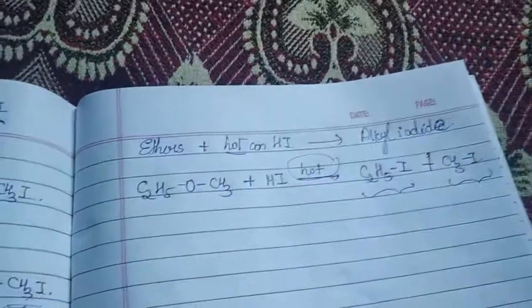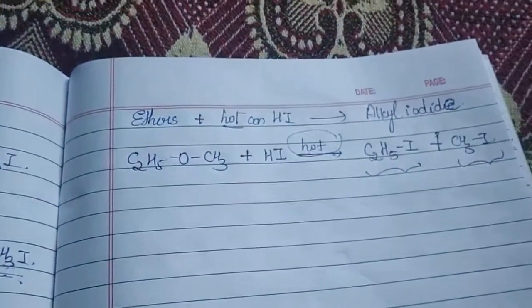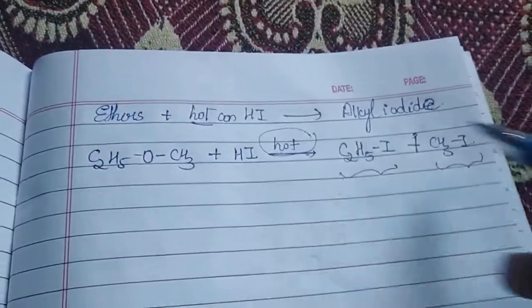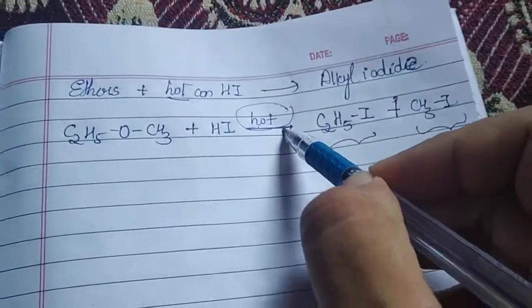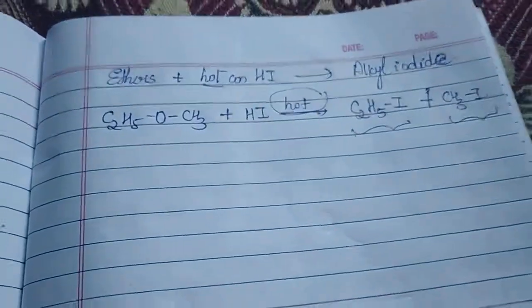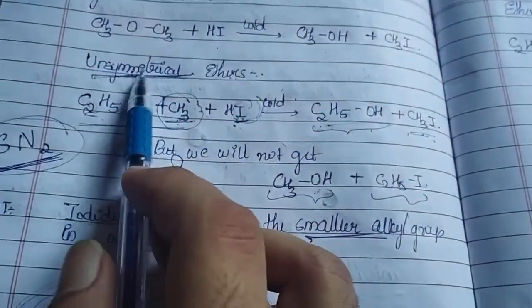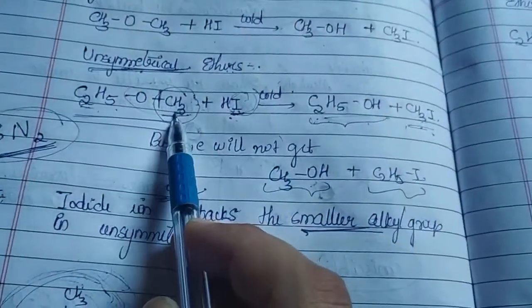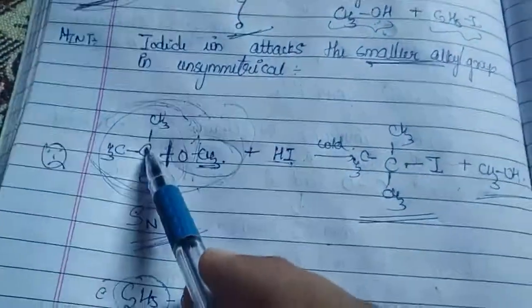Whenever an ether is treated with hot concentrated hydrogen iodide, both the products will be alkyl iodide itself. But in case it is cold condition, one will be an alcohol, another will be an alkyl iodide. Once again you have to make your mind shift. What is that? In unsymmetrical ethers, the iodide will attach to the smaller alkyl group. If there is a tertiary alkyl group, the iodide attacks that tertiary alkyl group.